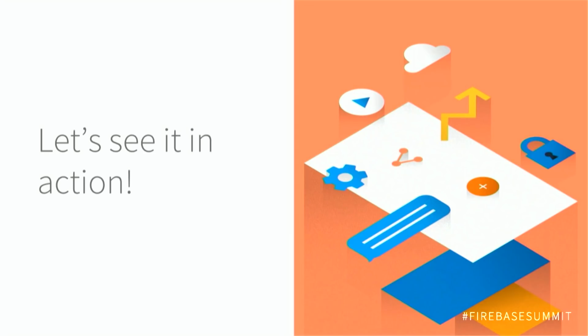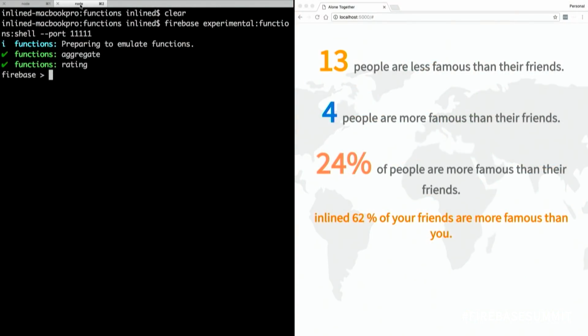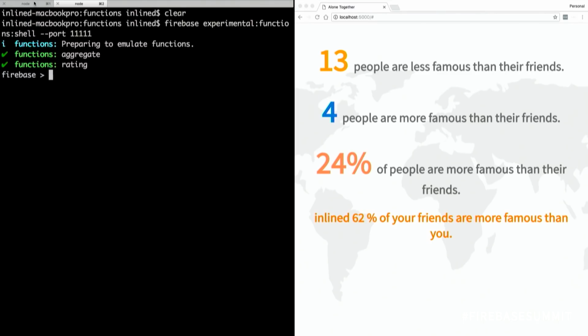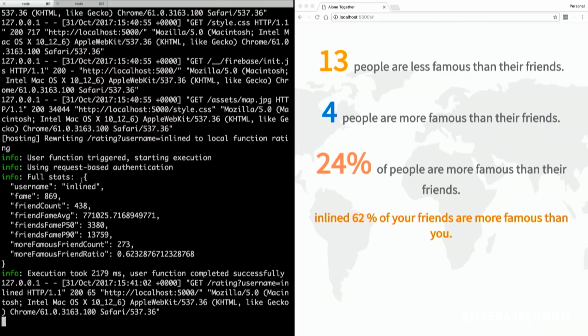So let's see this in action. All right, so we already ran the command here, and it emulated two functions, the aggregate function as well as the rating function, which we already tested, so we won't test that again. And if you remember back to the code, the aggregate function is a database function that's looking at any new database writes to stats for a user that just used the app. So Thomas just used it. So let's actually, for test data, use the data that was just printed out from the previous function.